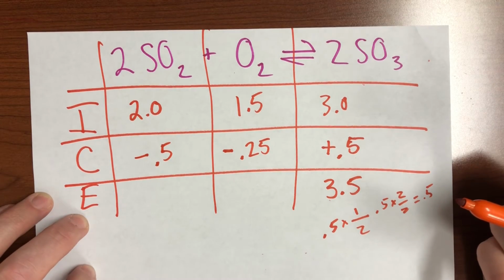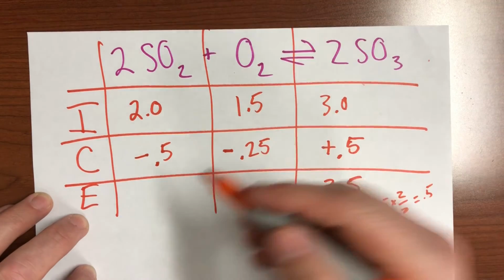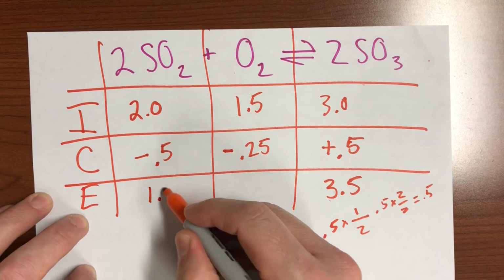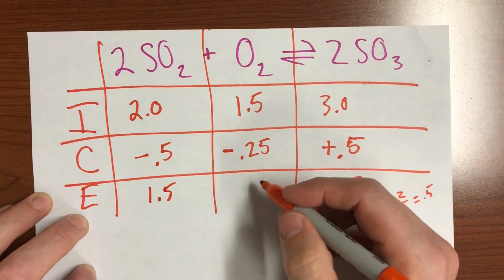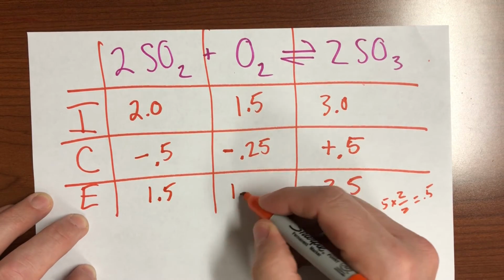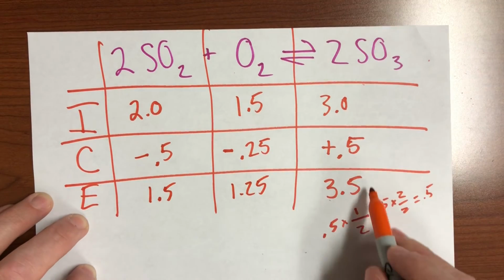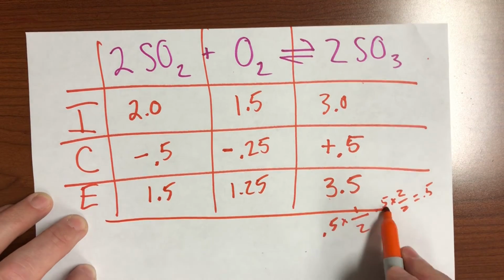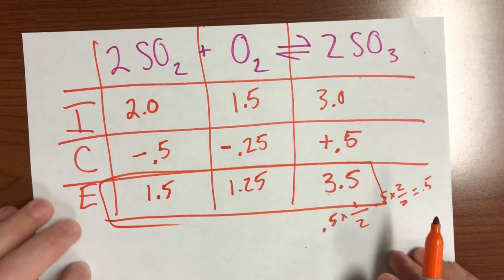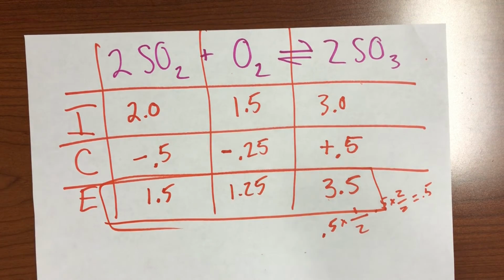At equilibrium, we now know how much of everything we have. It's 2 minus a half is 1.5. 1.5 minus 0.25 is 1.25. And it already told us that number. So there we have our equilibrium amounts, and now we can plug those into our K expression.